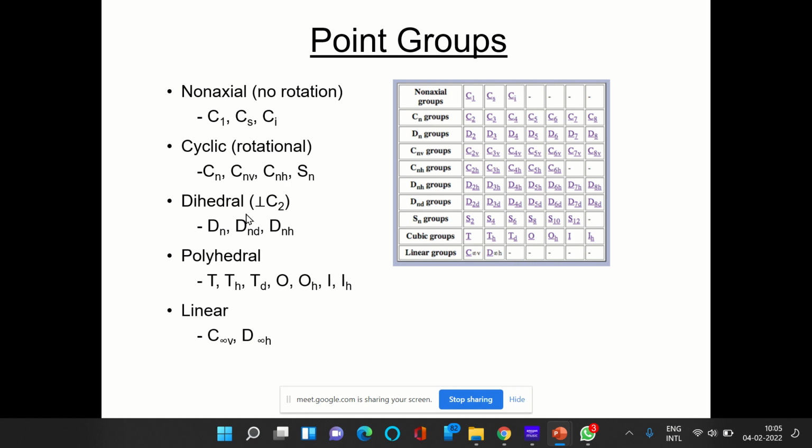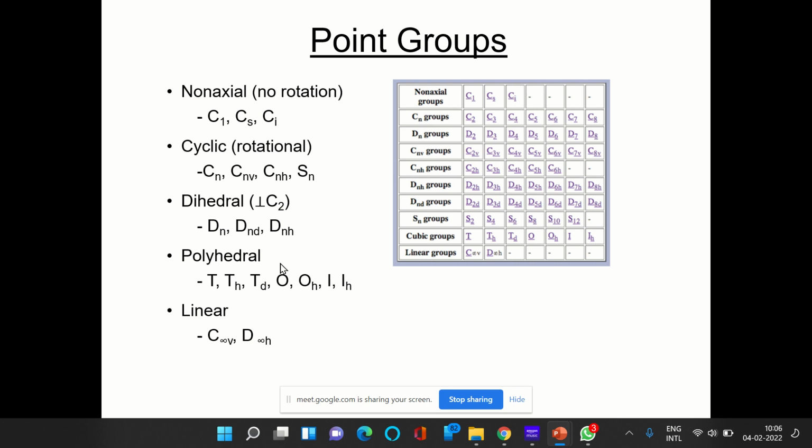Dihedral: the literal meaning of dihedral is two-headed. This means you have a Cn axis, and perpendicular to that you have n number of C2 axes, n C2 perpendicular to Cn. This is the identifying feature. And then in addition you can have sigma d, a dihedral plane, or sigma h, a horizontal plane, so accordingly the groups are classified.